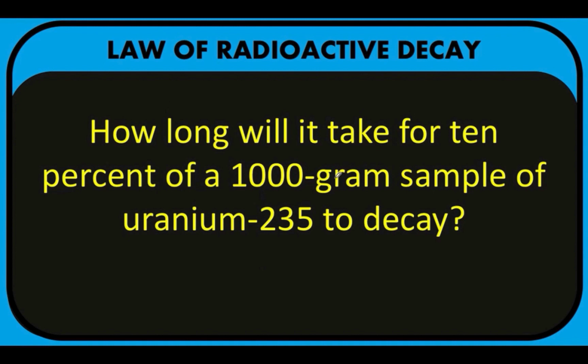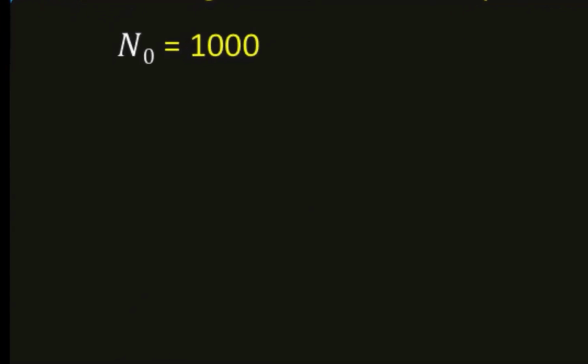How long will it take for 10% of a 1,000 gram sample of uranium-235 to decay? This 1,000 grams is our N sub 0. This is the initial amount. And our N sub T would be whatever is the amount of atoms after subtracting this 10%. So let us now write our answer. So first, we identify that N sub 0 is 1,000 grams.